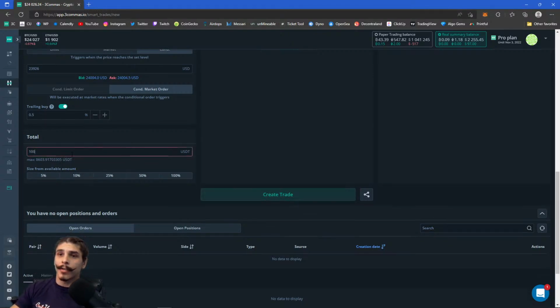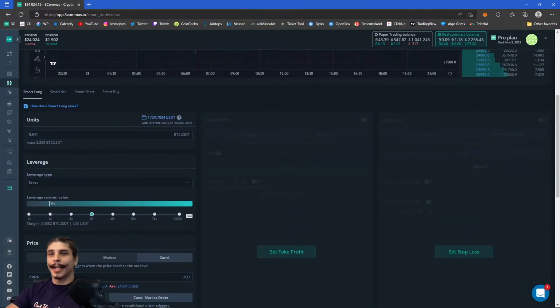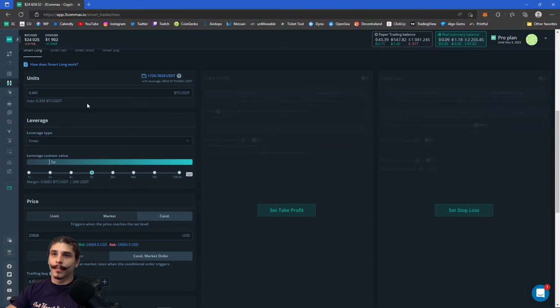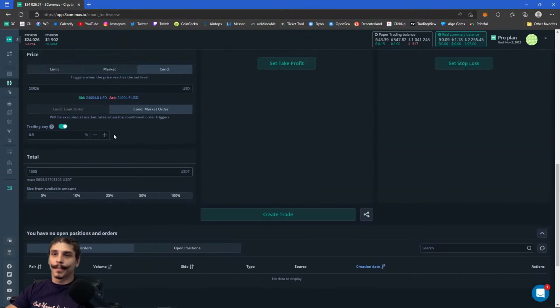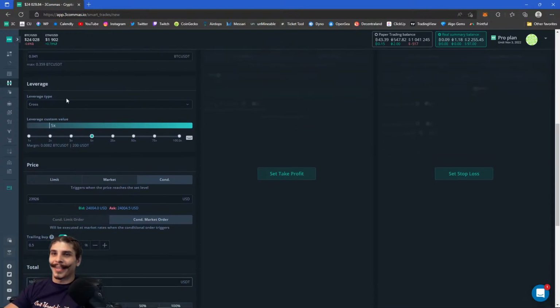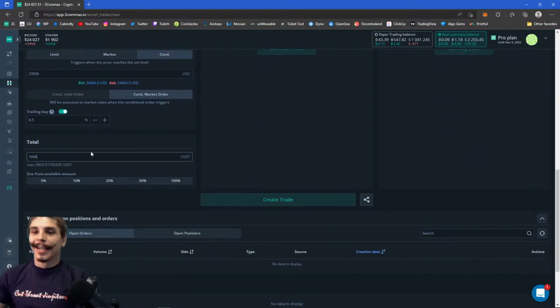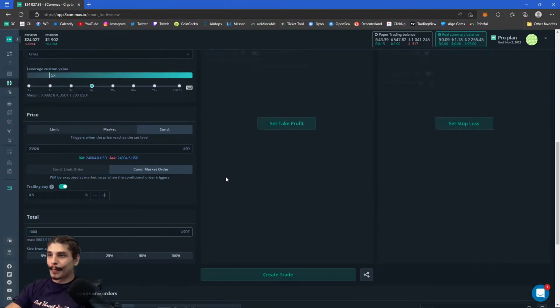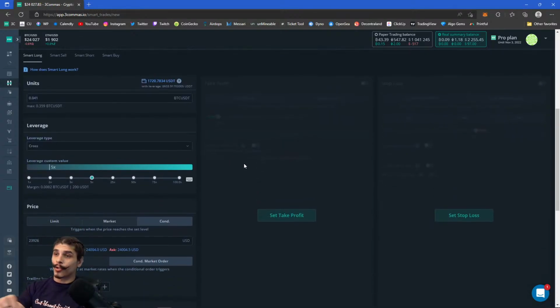Or I'm not even comfortable with that. Let's say I only want to use $1,000 with leverage. So I could see I could use $8,603 right here. And then with $1,000 leverage, I get 0.041 BTC. So that's pretty convenient. I can see everything really quickly. It does all the math for me right there, and I can even execute the trade from here. We're not going to execute this trade, but we'll walk through the steps in just a moment. Let me grab some water, and then we'll take some questions.